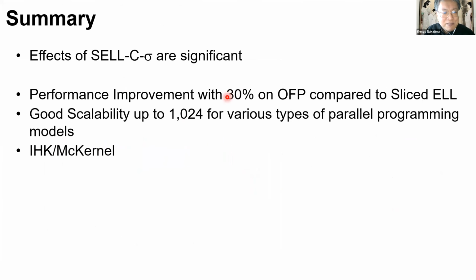Okay, so I summarize my talk. The effects of the SELL-C-sigma are significant, and the performance improvement is 30% on Oakforest-PACS compared to the sliced ELL, with good scalability up to 1,000 nodes for various types of parallel programming models. And the MC kernel effects are also very good.